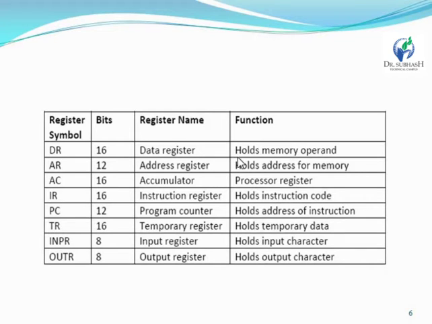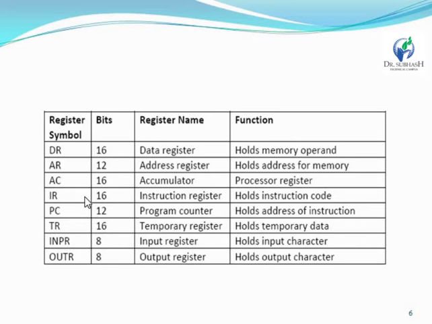What is its function? It holds the memory operand. Then next is AR. What is the AR? It is the address register and its bit size is 12, and it is used to hold the address for memory. Next is accumulator, which is important. Its bit size is 16. This register is called the accumulator and it is used as the processor register.